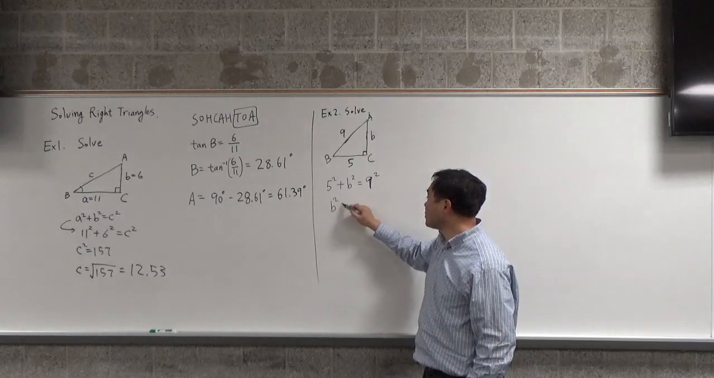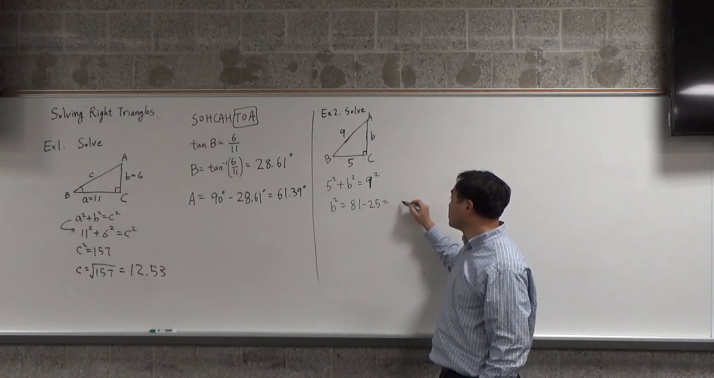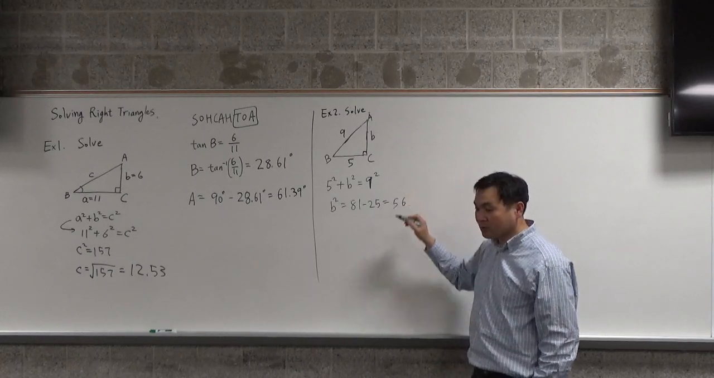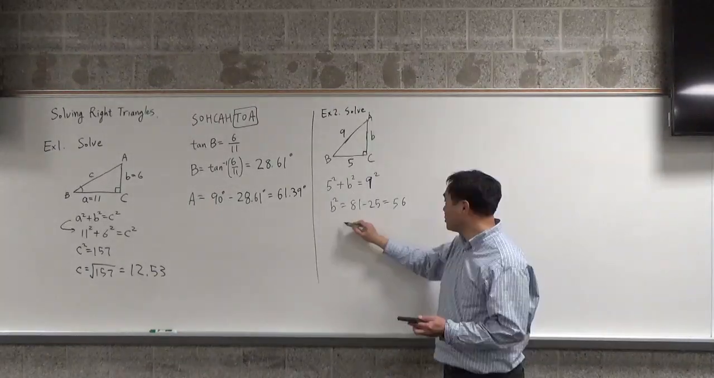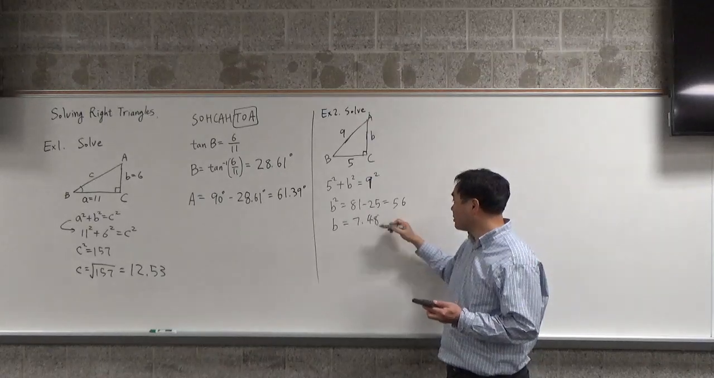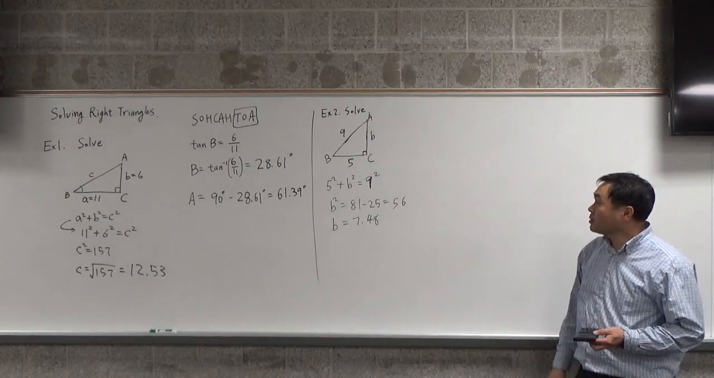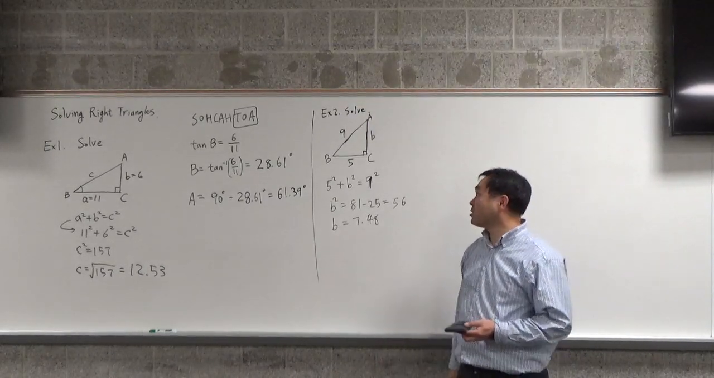Therefore, b squared is equal to 81 minus 25, which is 56. And you have to take the square root of 56. b equals 7.483. 7.48. Okay. Now, what about angle B? How can we find angle B?